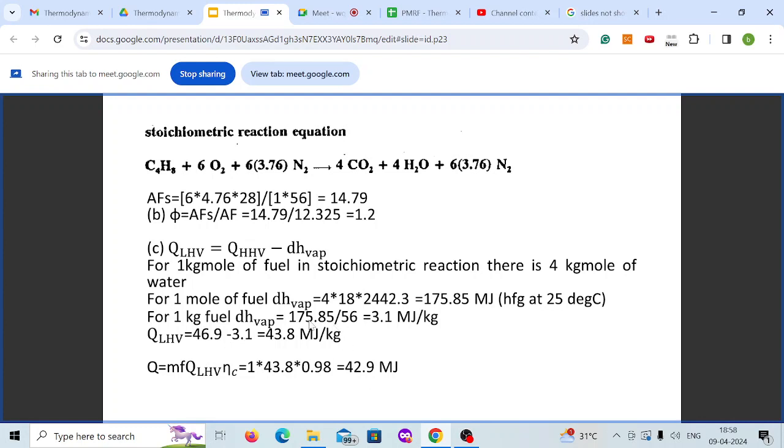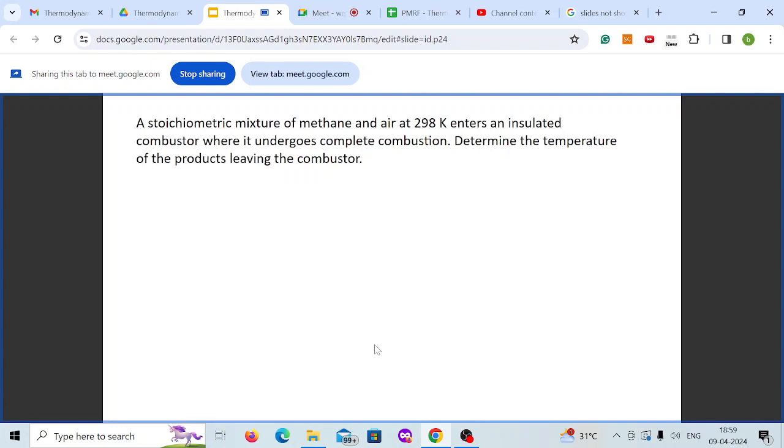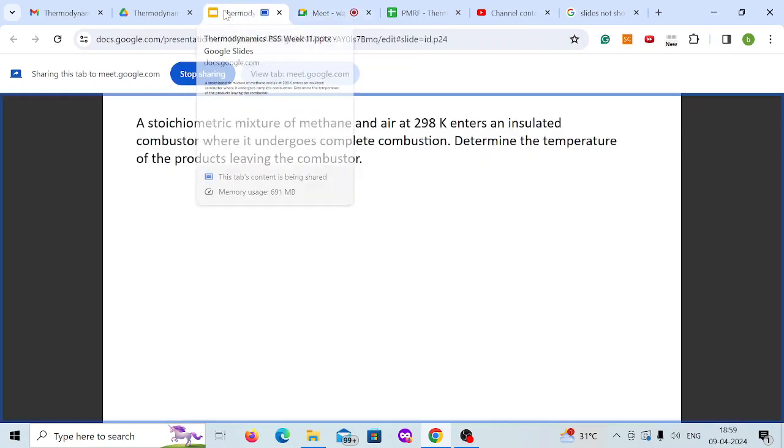So the next was to find out for 98% efficiency what you will get. If you take 1 kg of fuel, so 1 into 43.8 megajoules into 0.98 will give you 42.9 megajoules. That is the amount of heat which you get for 98% combustion efficiency. Any question in the previous problem?